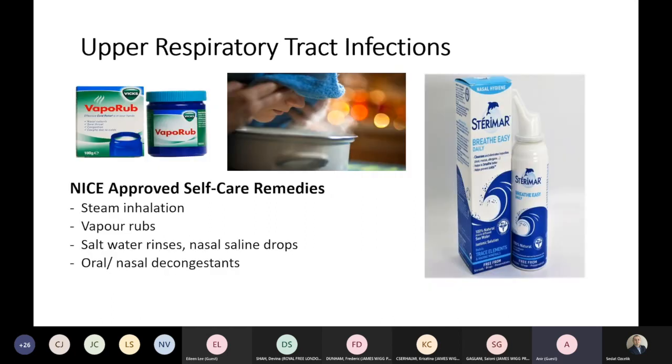So an interesting thing when I was going through this talk was that we often recommend a lot of self-care remedies to patients, and it was interesting to really think about what is actually NICE approved and what isn't. So we often, in consultation, I'm not sure about yourselves, but we may recommend things like honey and lemon for a sore throat, steam inhalation. And interestingly, actually, NICE has approved these as self-care remedies. So we can use things like steam inhalation, we can use vapor rubs, saltwater rinses.